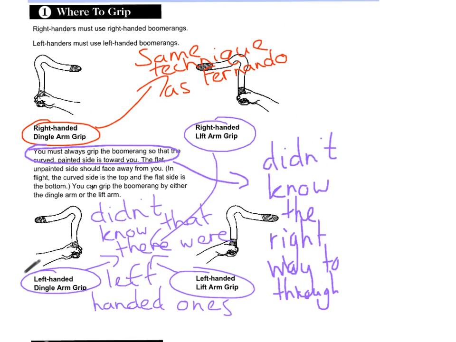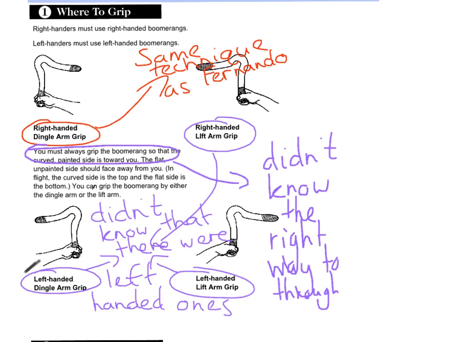Okay, right-handers must use right-handed boomerangs. Left-handers must use left-handed boomerangs. Right-angle dingle arm grip, right-angle lift arm grip. You must always use a boomerang so that the curved painted side is towards you. The flat unpainted side should be face away from you. In flight, the curved side is the top and the flat side is the bottom. You can grip the boomerang by either the dingle arm or the lift arm.